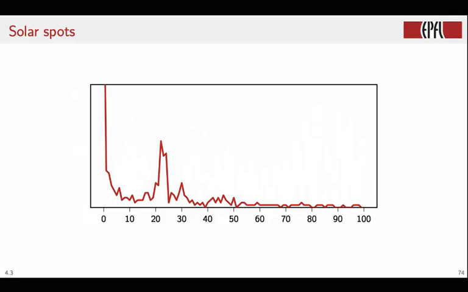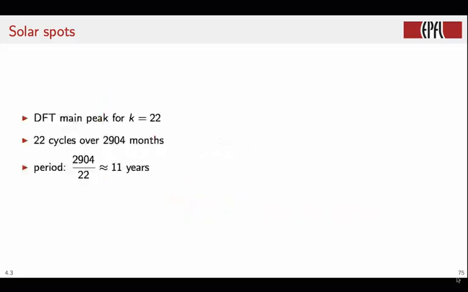Now, what is the fundamental period? What is the most dominant mode of this time series? The main peak happens at k equal 22. This tells us that there are 22 cycles over the 2904 data points that we showed in the previous picture. Therefore, the main period of the signal is 2904 over 22, which corresponds to approximately 11 years, which means that solar spot activity has an inherent periodicity of 11 years.